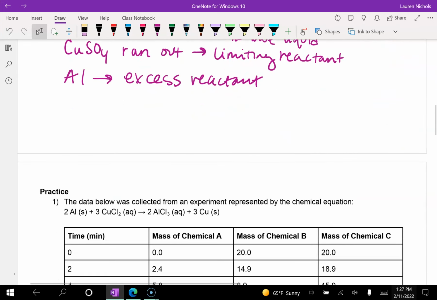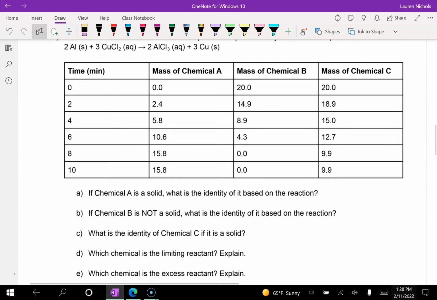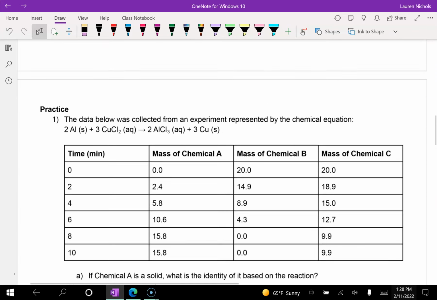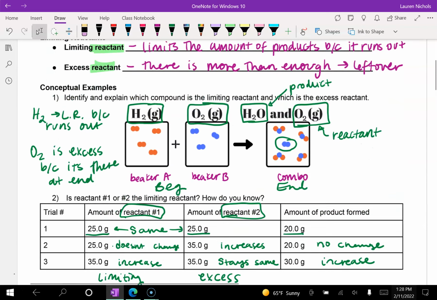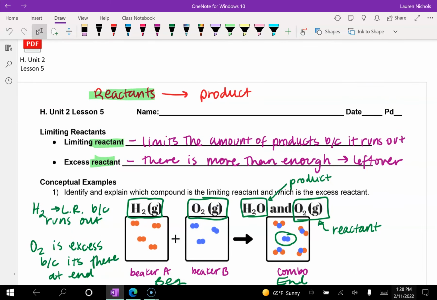So you've got some practice problems here for you to help with your studies. So hopefully you understand the idea of limiting and excess reactants because we're also going to talk about them with s'mores.